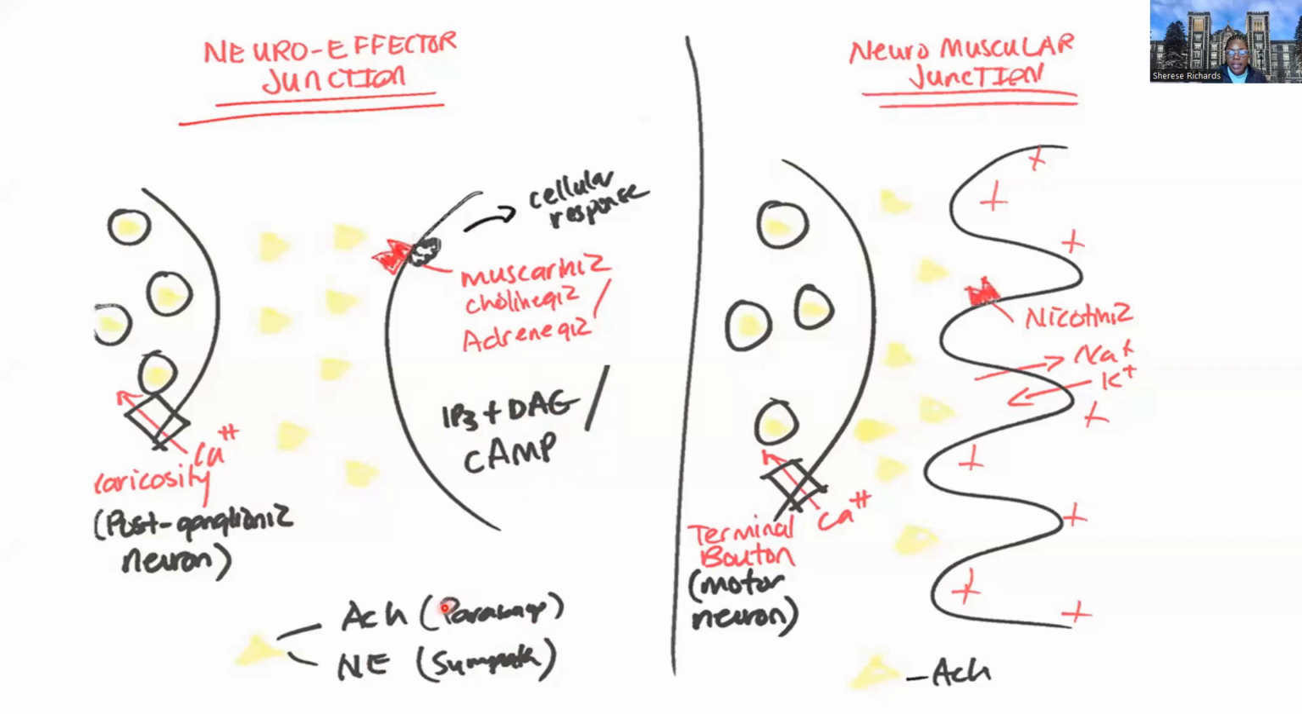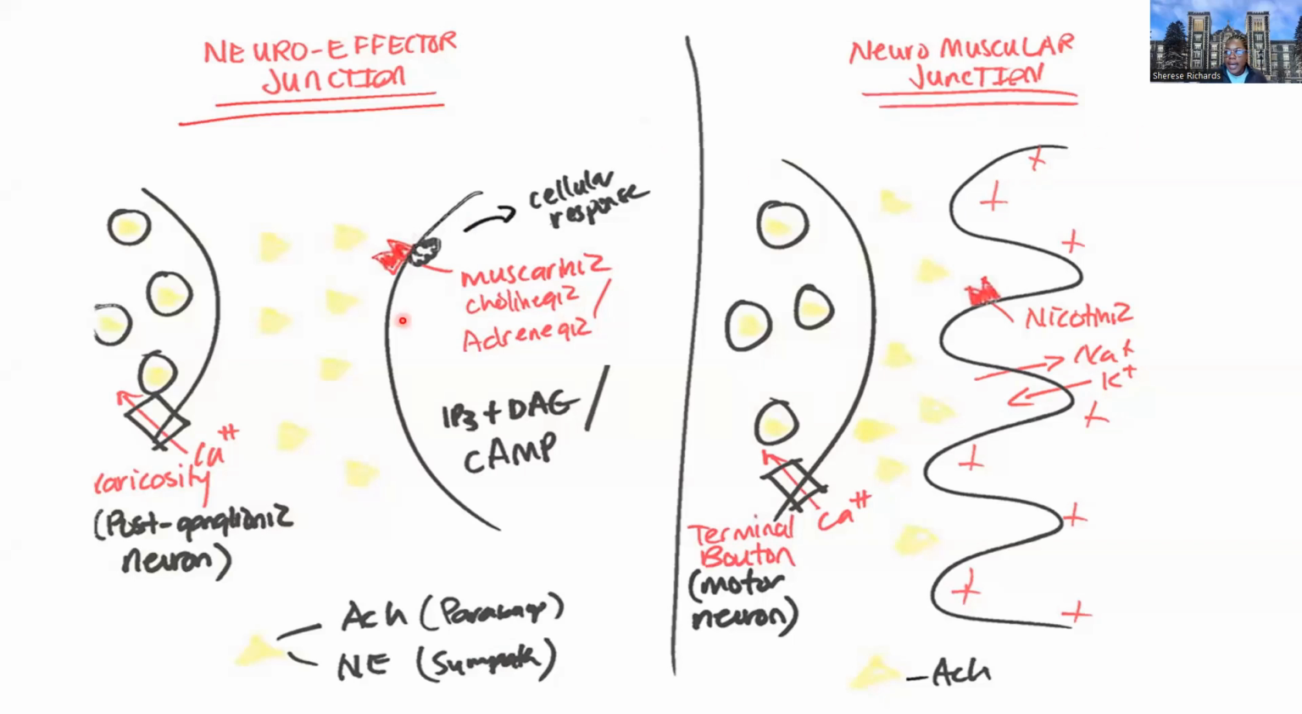For the parasympathetic side, this will be a muscarinic cholinergic receptor. So it can be muscarinic or adrenergic depending on the exact tissue. However, that engagement of the neurotransmitter with the specific receptor is what brings about the cellular response.